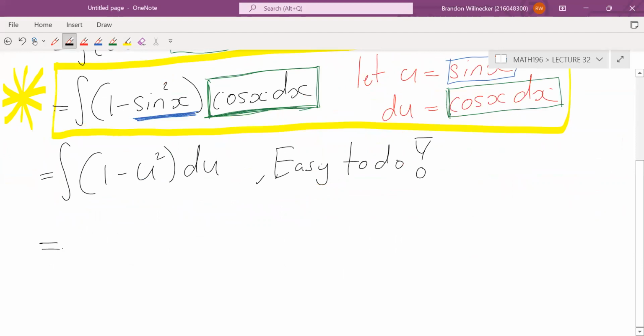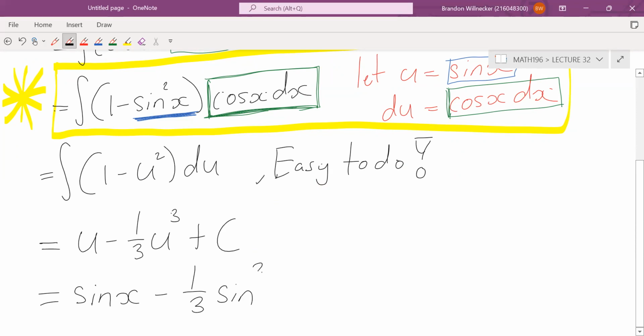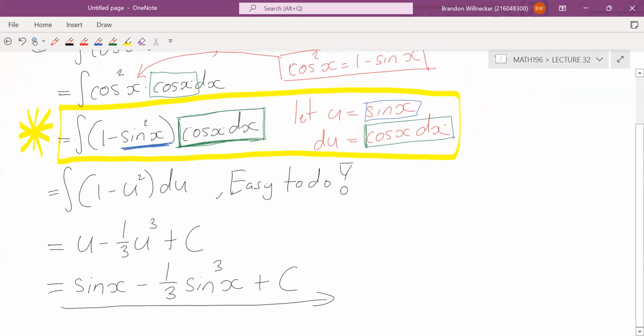Okay, so what does this become? This becomes u minus 1/3 u cubed plus c. Okay, but we're not done yet because we've got u, but we want it in terms of x. So we replace u with sine x. So this will become sine x minus 1/3 sine cubed x plus c. Yeah, and that's our final answer there.